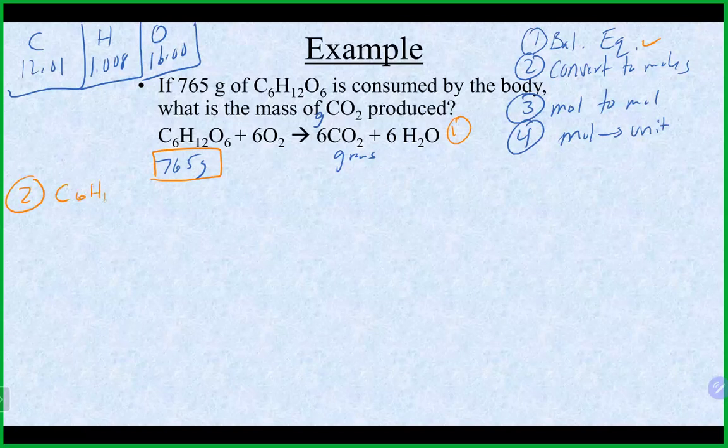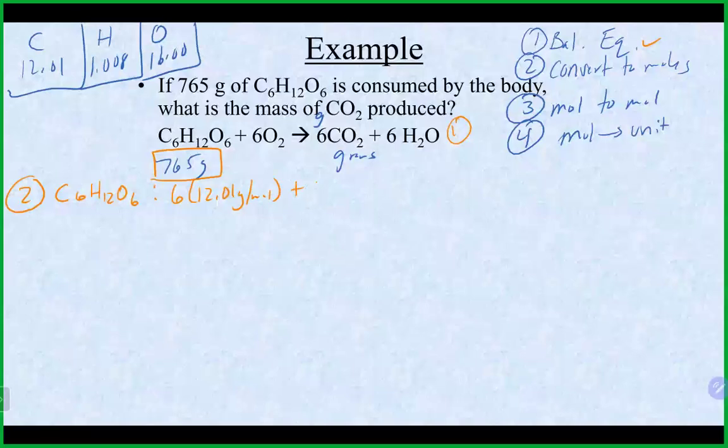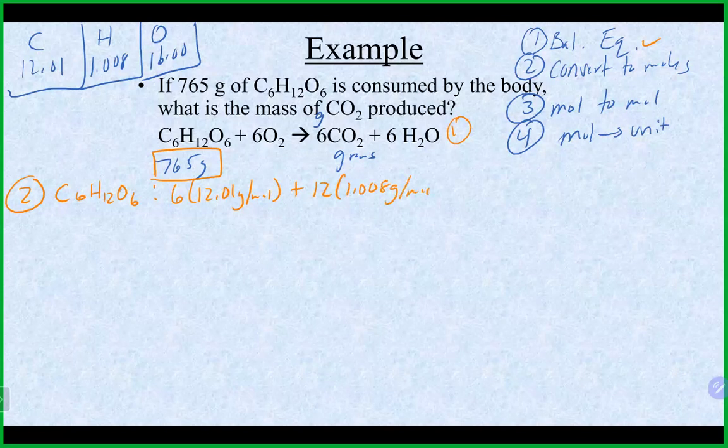So C6H12O6, just going to add up all the parts. There are 6 carbons at 12.01. There are 12 hydrogens at 1.008 from the periodic table. There are 6 oxygens at 16 from the periodic table. Going to give us 180.2 grams per mole as our molar mass. Again, that's going to be our conversion factor here.